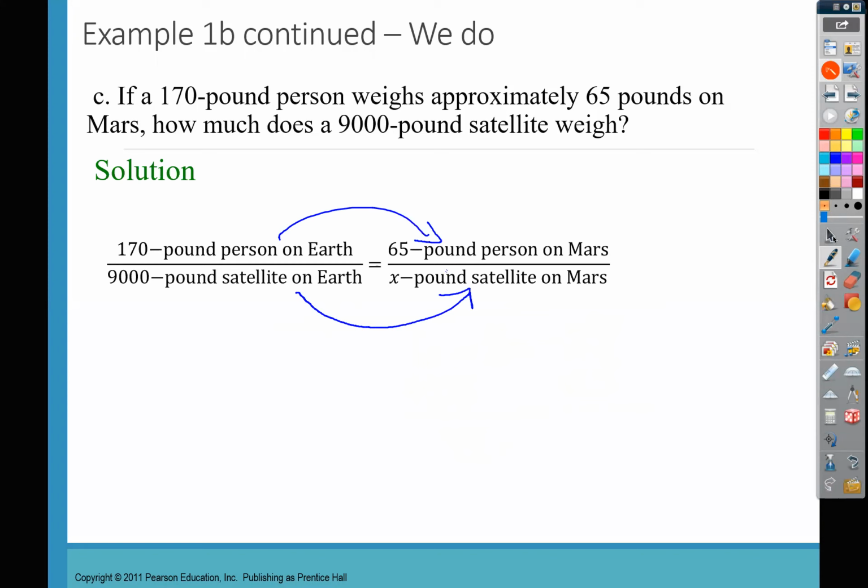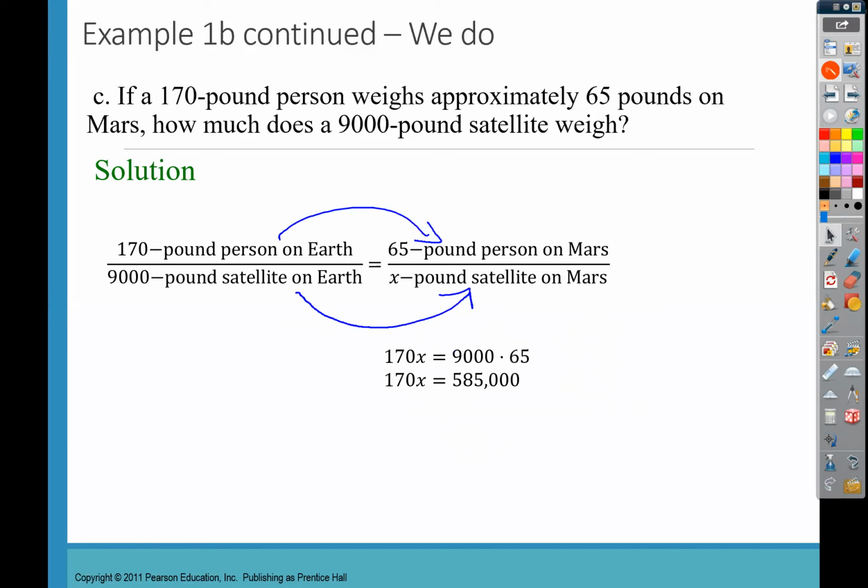So we cross multiply. So 170 times x equals 9,000 times 65, which is 585,000. Divide both sides by 170, and you get approximately 3,441 pounds.